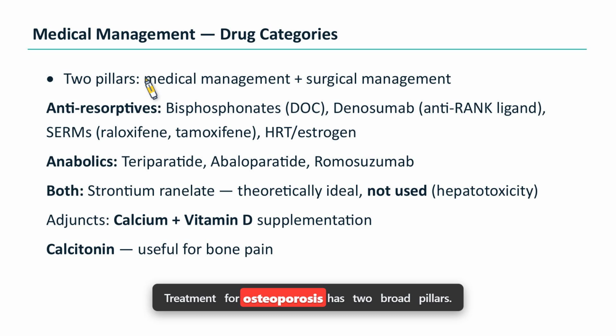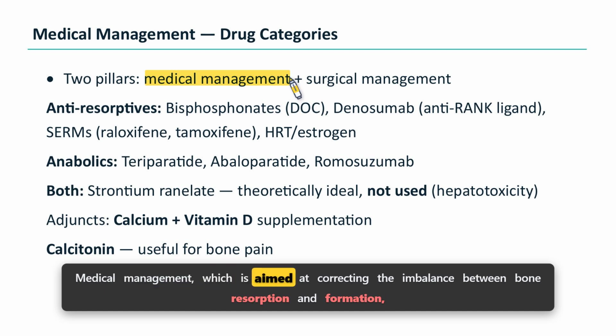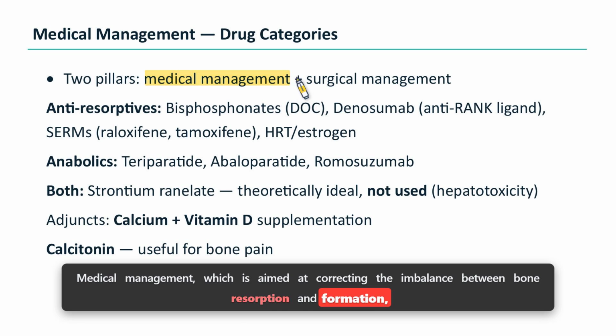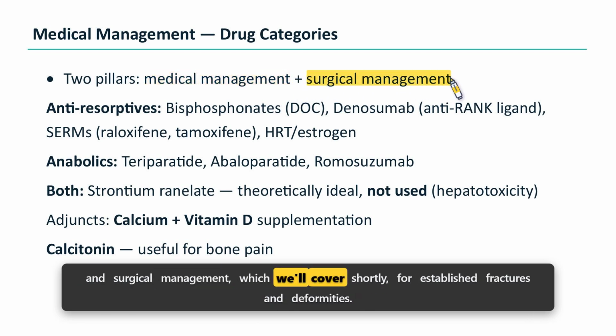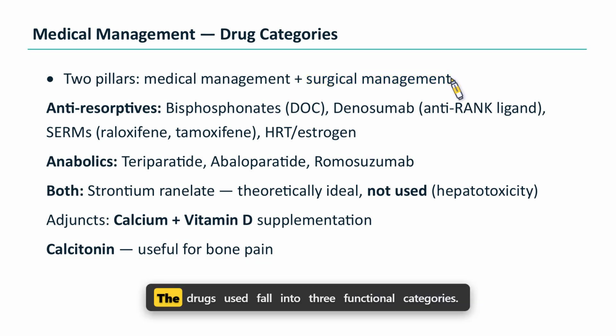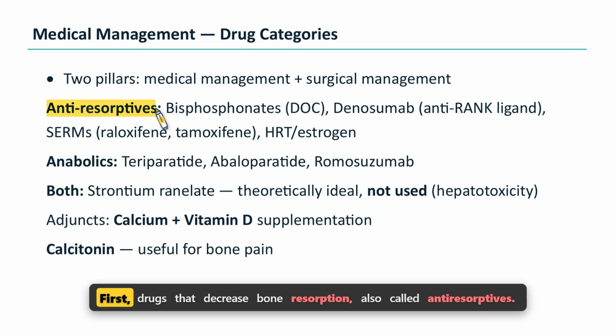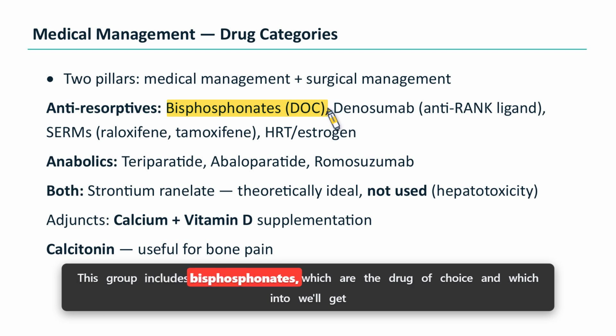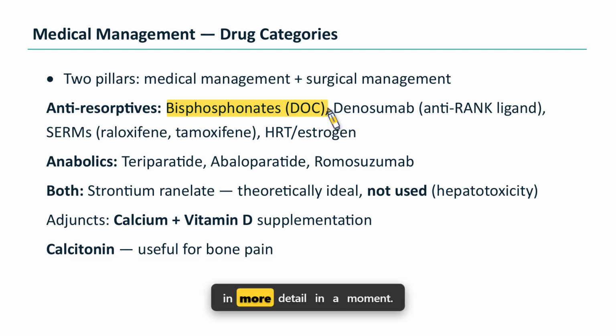Treatment for osteoporosis has two broad pillars: medical management, which is aimed at correcting the imbalance between bone resorption and formation, and surgical management, which we'll cover shortly, for established fractures and deformities. The drugs used fall into three functional categories. First, drugs that decrease bone resorption, also called anti-resorptives. This group includes bisphosphonates, which are the drug of choice and which we'll get into in more detail in a moment.